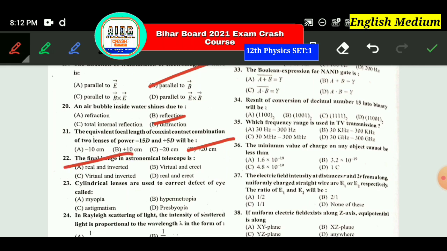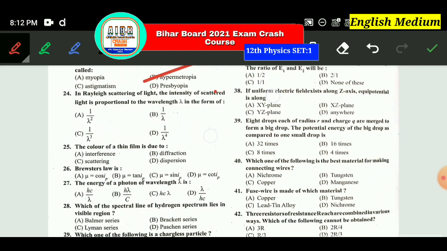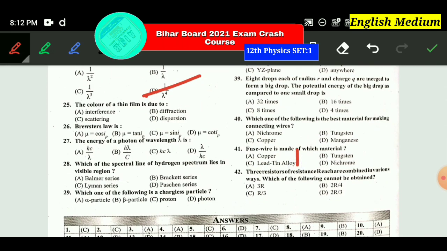Answer is A. Cylindrical lens are used to correct defect of eye called hypermetropia. Answer is B. In Rayleigh scattering of light, the intensity of scattered light is proportional to the wavelength lambda in the form of 1 by lambda to the power 4. Answer is D. The color of a thin film is due to scattering. The answer is C. Brewster law is mu is equal to cot iP. Answer is D. The energy of a photon of wavelength lambda is, the answer is hc by lambda.